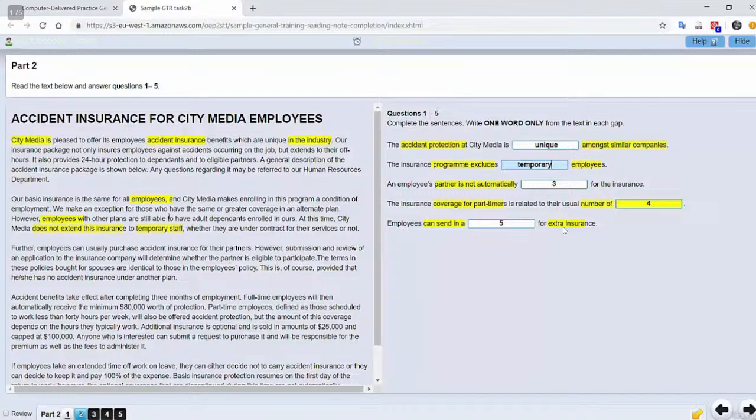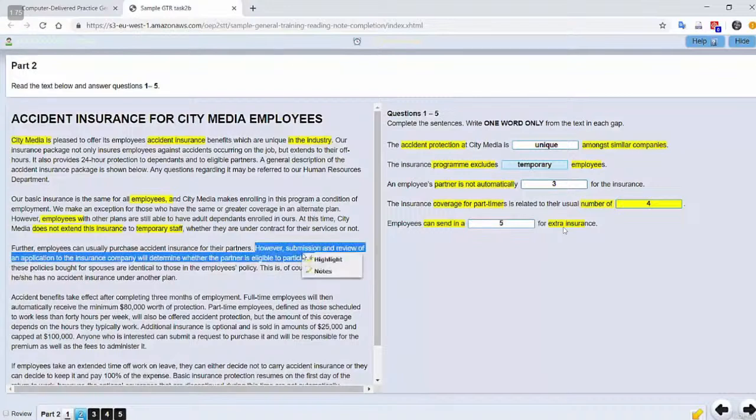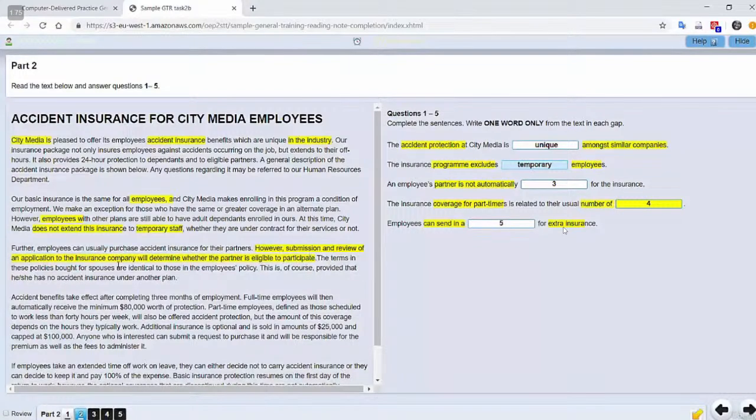All right, now I found number 2 right here. So now I have to find something about partners. And coverage for a partner is not automatic. This doesn't say anything that they don't get automatically. I think my answer is right here. Submission and review of an application to the insurance company will determine whether the partner is eligible to participate.